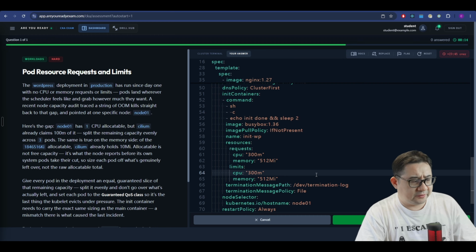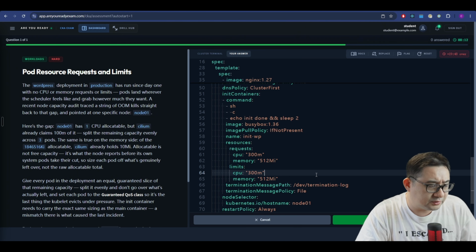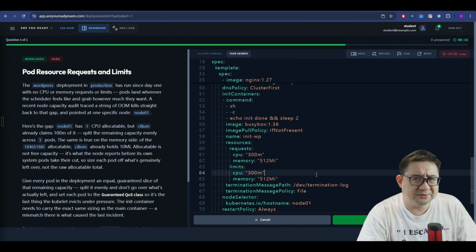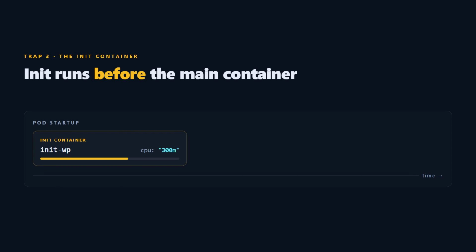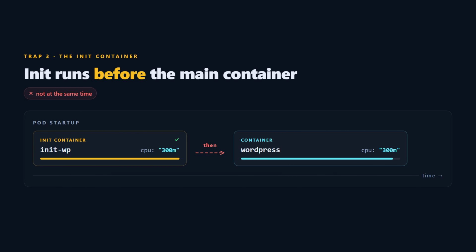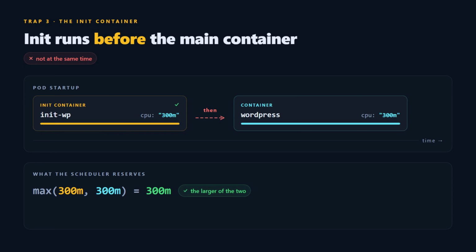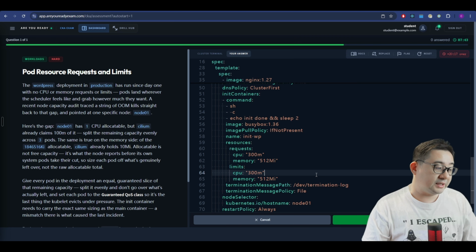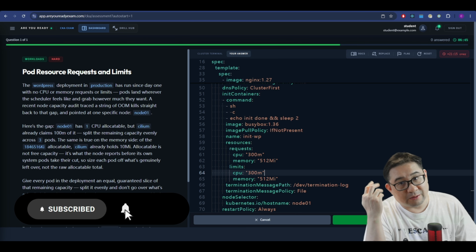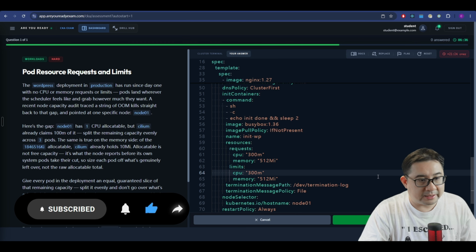Now you may wonder, if both containers ask for 300 millicore, does the pod need 600? No, the init container runs before the main container, not at the same time. The scheduler takes the larger of the two, not the sum. Matching the numbers costs you 0 extra node capacity. Now I think this is done. Let's apply it and check.